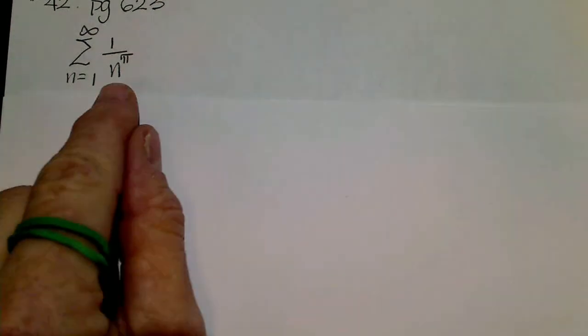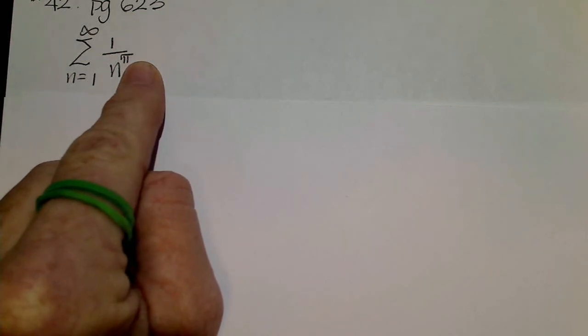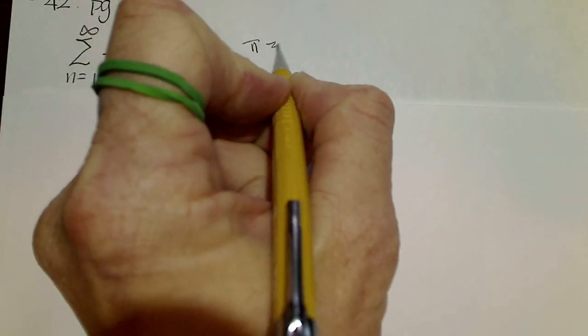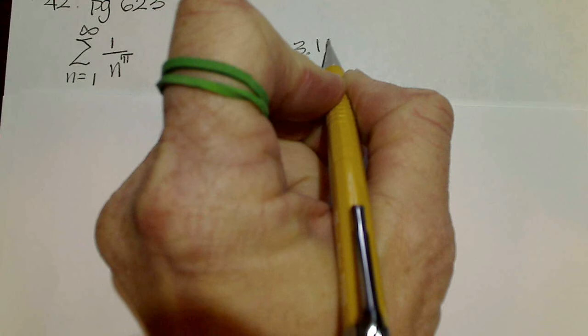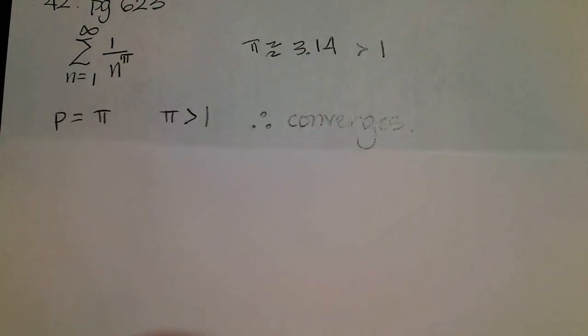Well, you look at this problem and you say, okay, the counting mechanism is in the base. The exponent is pi. Don't be fooled by pi. Yeah, it's a symbol, but pi is a constant. And we know that pi equals approximately 3.14. And that is greater than 1. So there you have it. It converges. That is all you need to determine whether it converges or diverges.